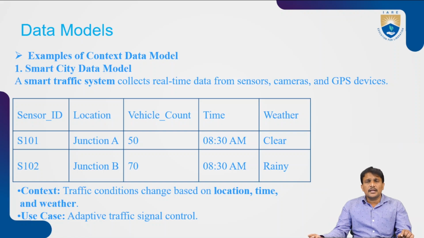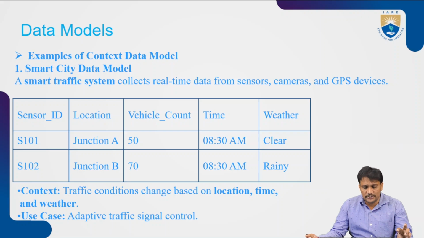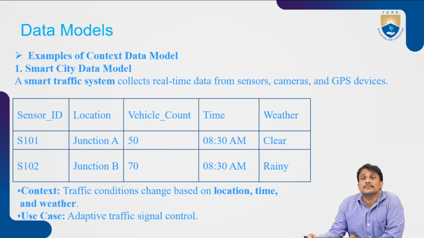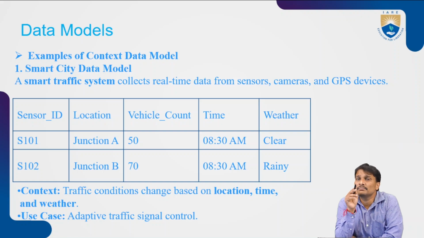In this, sensor ID is 101, located at junction A, with a vehicle count of 50 at 8:30 a.m., and the weather is clear. And sensor S102, located at junction B, has a vehicle count of 70 at 8:30, and the weather is rainy. So what is the context here? The traffic conditions change based on the location and time.